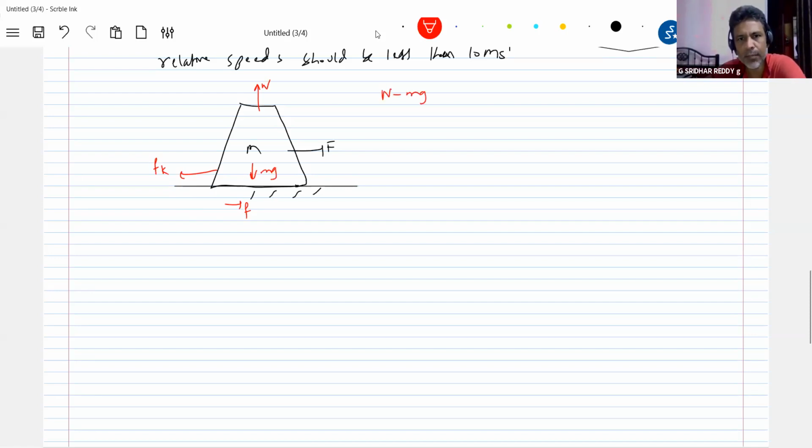So what is the normal reaction? N minus mg equals 0, and the kinetic friction depends on this. What is the acceleration of the block? a equals (F minus Fk) by m. So what I do is take the same object and invert it.